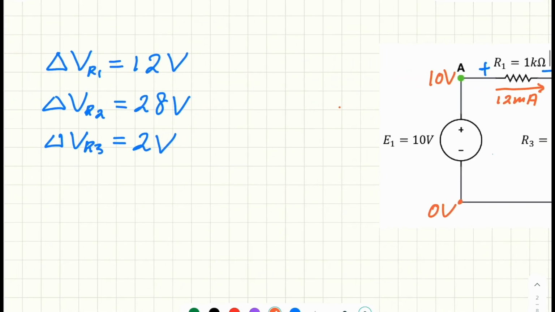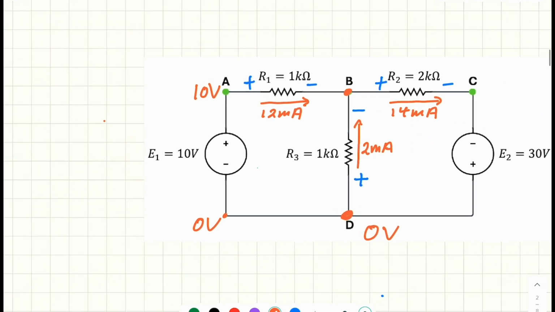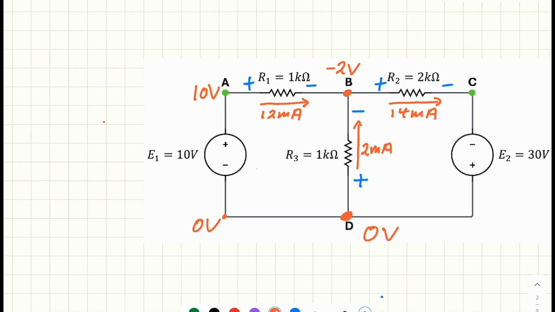However, we know the voltage across R1 is 12 volt. So A is higher than B by 12 volt. So the voltage at B must be minus 2 volt. And if we look at the potential difference across R3, this one is 0 volt and B is minus 2. So it is consistent. Before it was 2 volt, but this time it's just from 0 to minus 2. The potential difference across R2 is 28.